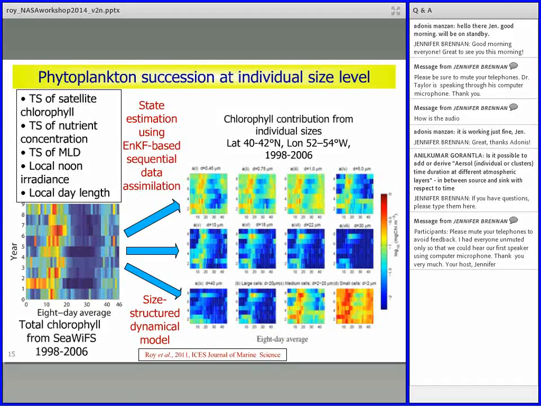Then there are a couple of others that include a biogeochemical model, and some of them use the total chlorophyll. So there is an intercomparison project going on, and I have given input from my model there.